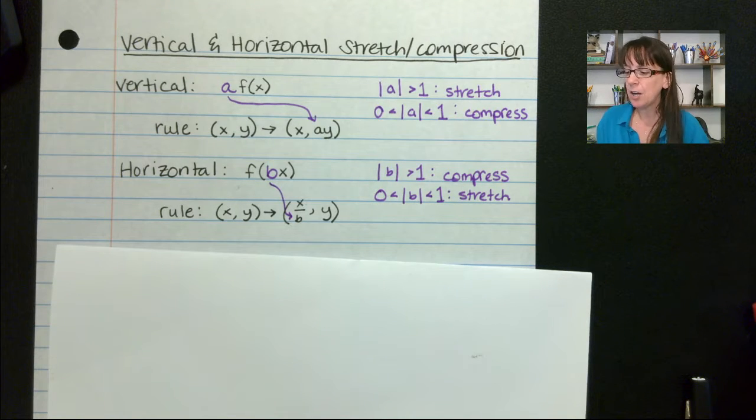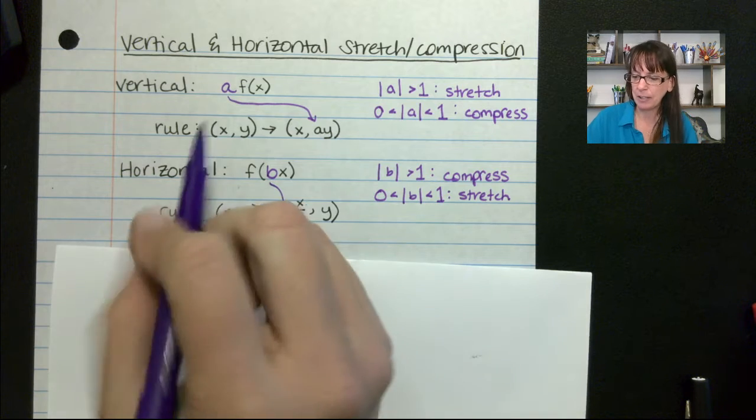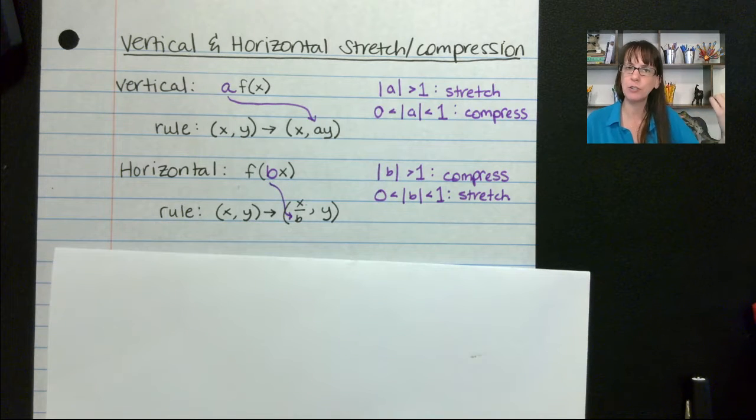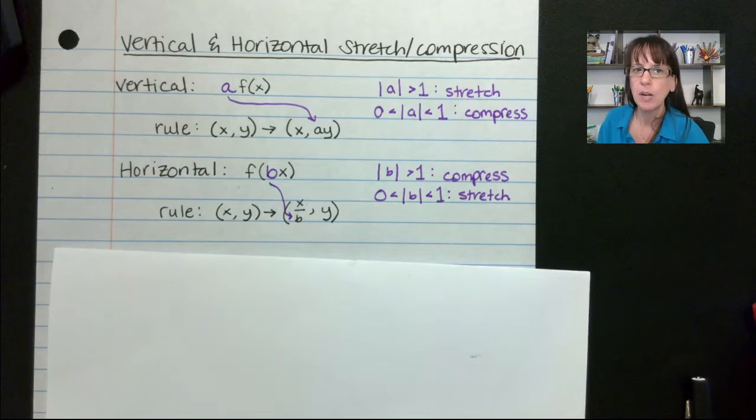Now, looking at these, the absolute value of a. The negative, and you'll learn this in the next video, just tells you if you're reflecting it across the x or y axis. So I don't care if it's negative. What I want you to do is just look at the number itself, so the absolute value of it.